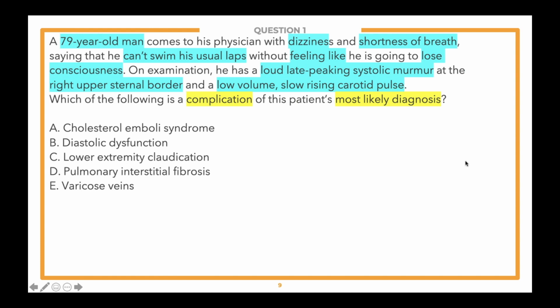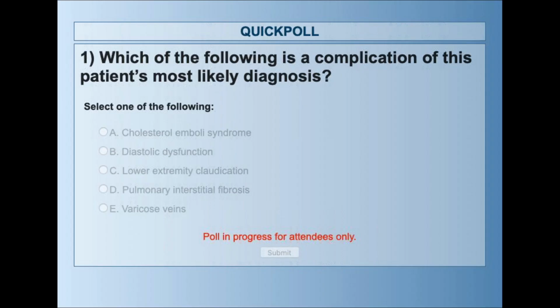Answer choice E, varicose veins. D, pulmonary interstitial fibrosis. C, lower extremity claudication. B, diastolic dysfunction. And A, cholesterol emboli syndrome.